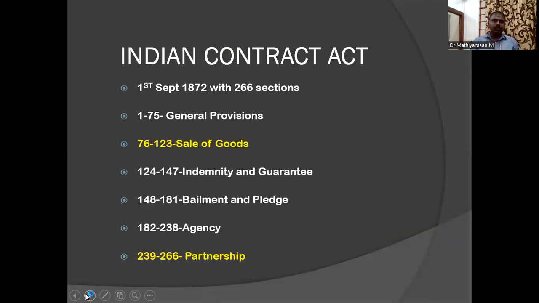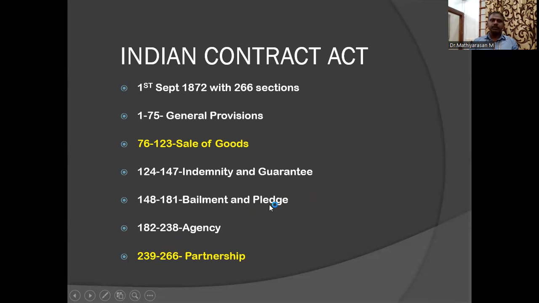The Indian Contract Act came into force on 1st September 1872 with 266 sections. Sections 1 to 75 deal with the general provisions. Section 76 to 123 deals with the sale of goods. Section 124 to 147 deals with indemnity and guarantee. Section 148 to 181 deals with bailment and pledge.